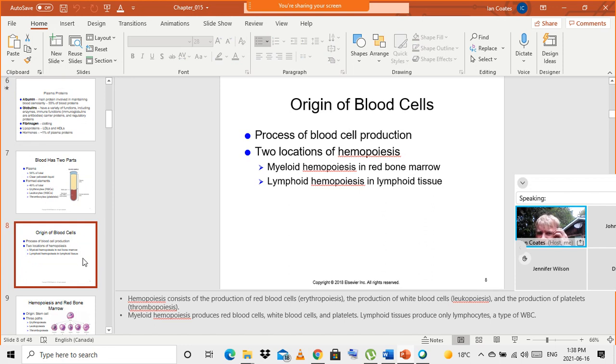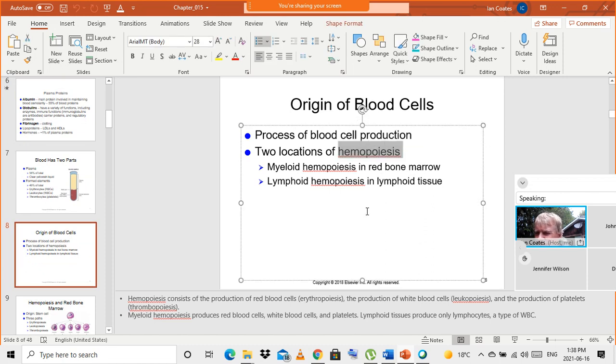Origin of blood cells, process of blood cell production, 2 locations of hemopoiesis. Love that word too. There's myeloid hemopoiesis and lymphoid hemopoiesis. By the way, hemopoiesis is the process of making blood. Heme, iron. So myeloid hemopoiesis occurs in the red bone marrow. Lymphoid happens in the lymph tissue.